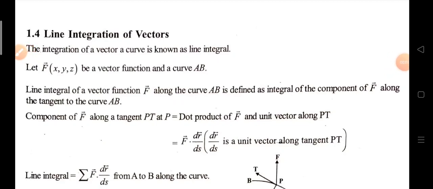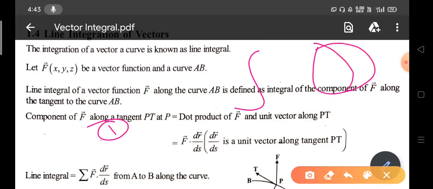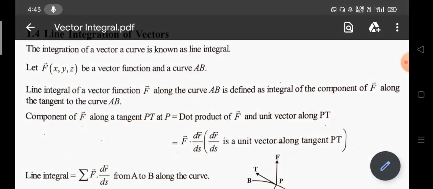This is the third lecture of vector analysis. In this lecture, we shall learn about the integration of vectors. Integration means there are three types of integration in vectors. One is line integration, that is integration along a line. Another is surface integration, that is integration along a surface. Another is volume integration, that is integration along a volume.